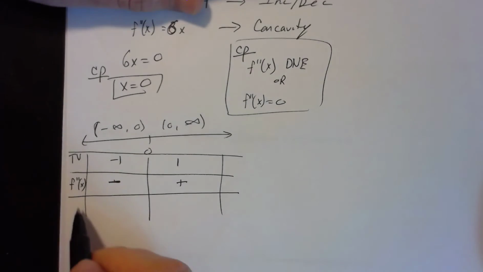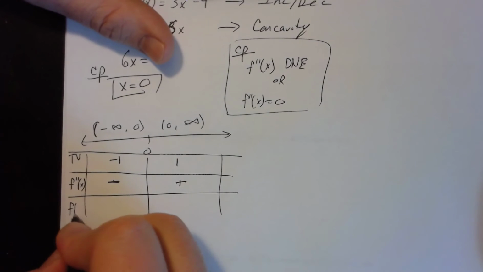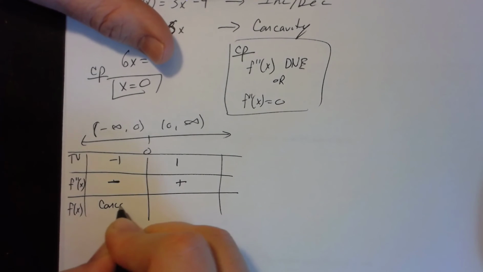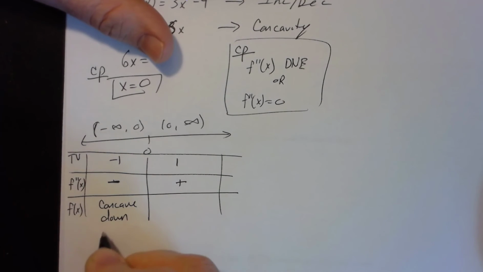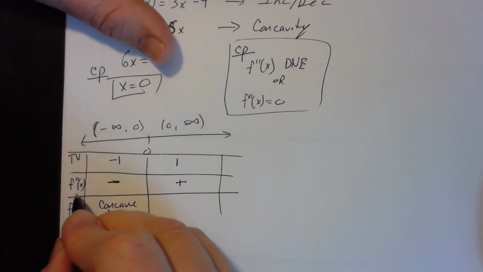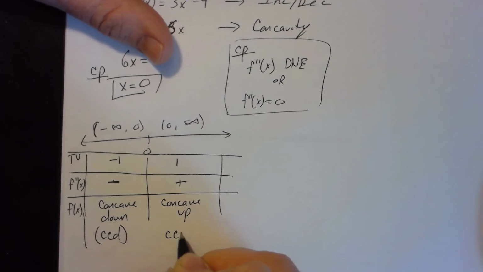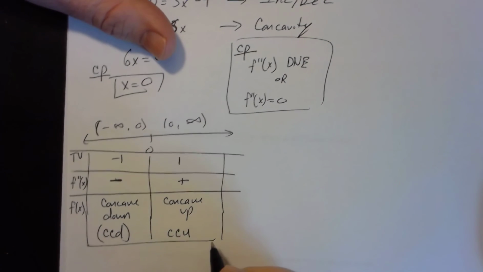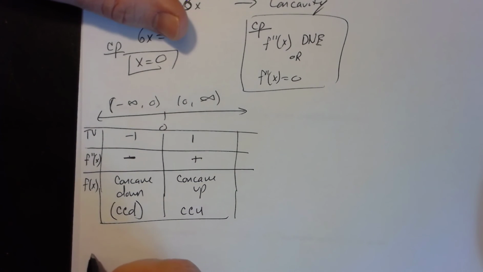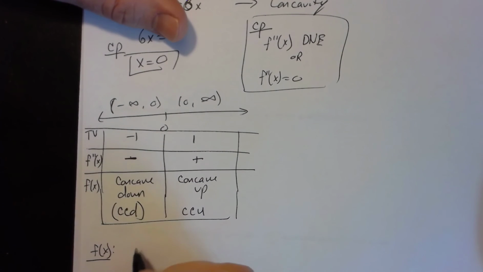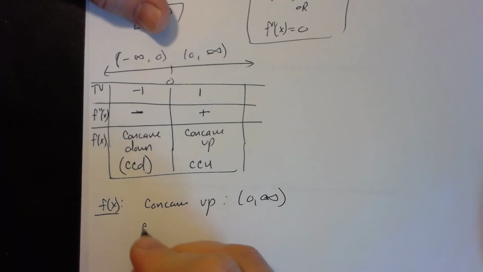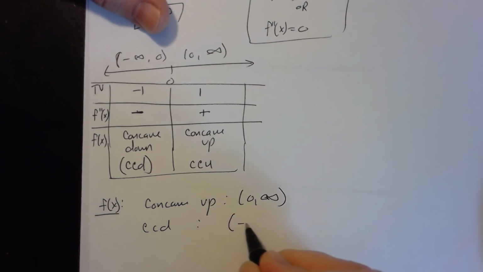Now keep in mind, if the second derivative is negative, the original function is concave down. We can abbreviate that as CCD, again, concave down. If I get a positive second derivative, then my original function is concave up. And again, we can abbreviate that, CCU. Hence, in this particular problem, I can say that my original function is concave up on the interval from 0 to infinity, and is concave down, abbreviate that one, negative infinity to 0.